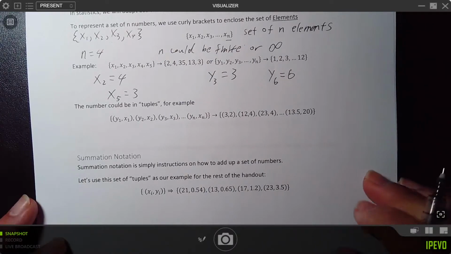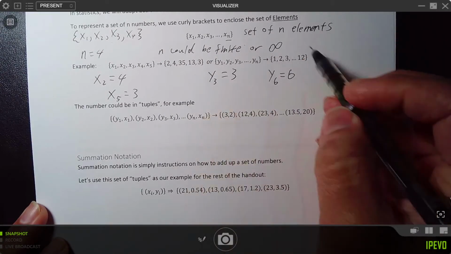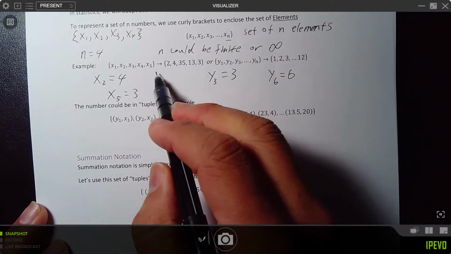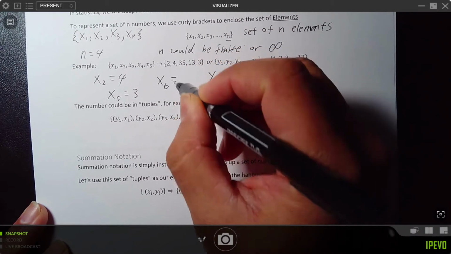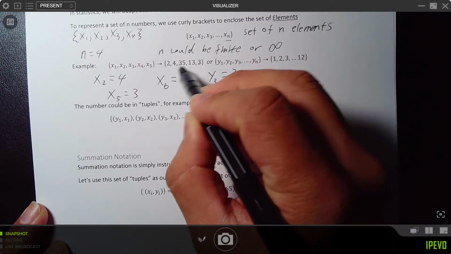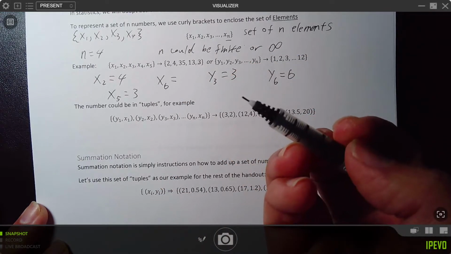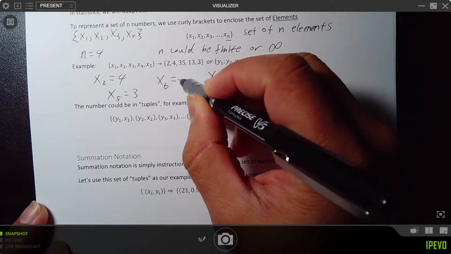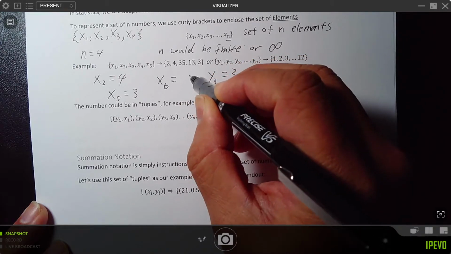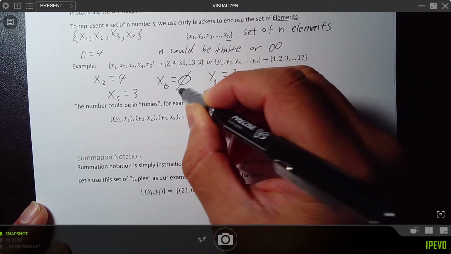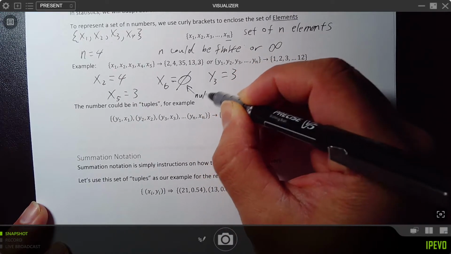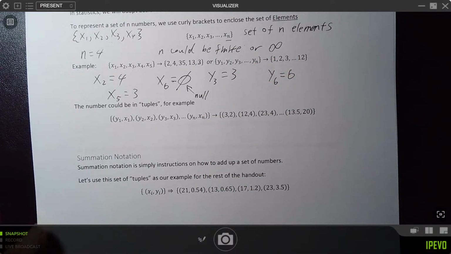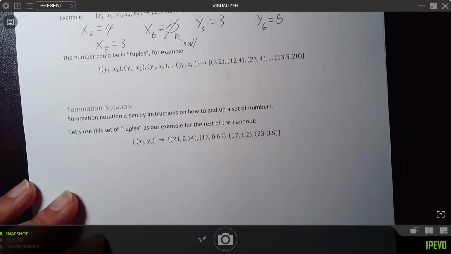By the way, let's come back over here to this. x6 will equal... Oh, there's only 5 elements. There is no x of 6. So then there will be nothing there. Now we don't write 0. Instead, we write this symbol. This just means nothing, or we call it null. It just means there's nothing there.